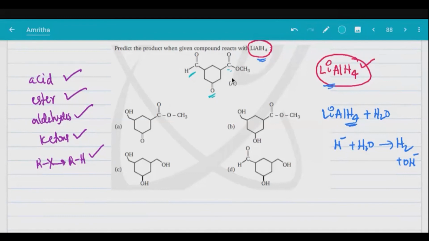Ester, this is ester. Okay, this is ketone, this is aldehyde. All of them will react. All of them will get reduced, right?